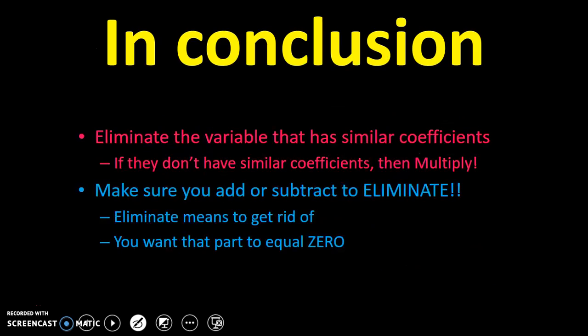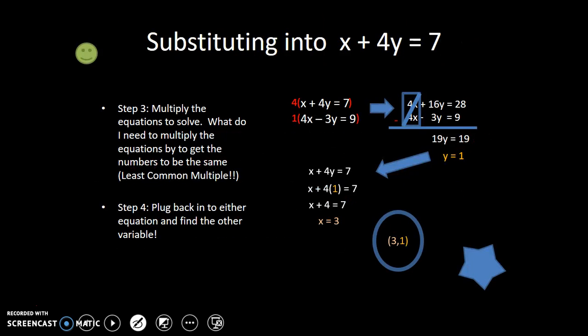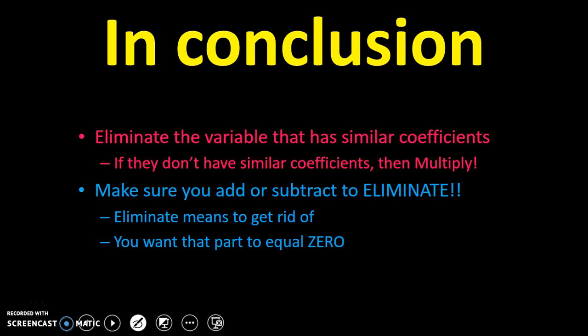And really, it doesn't matter. I'm just going to skip doing the other one because I think that's enough. In conclusion, you eliminate the variables that have similar coefficients. If they don't have similar coefficients, then multiply. Make sure you add or subtract to eliminate. Eliminate means to get rid of, and you want that part to equal 0.